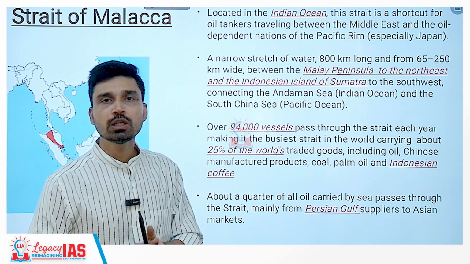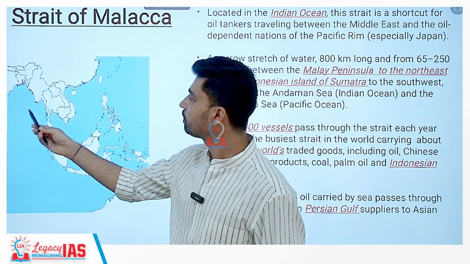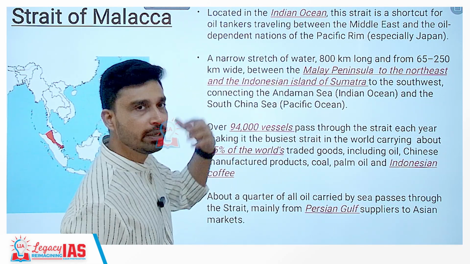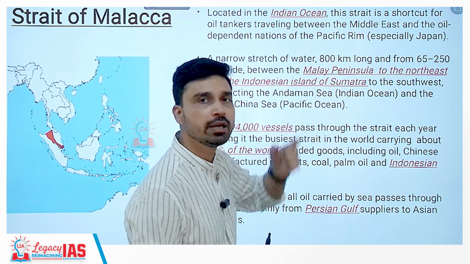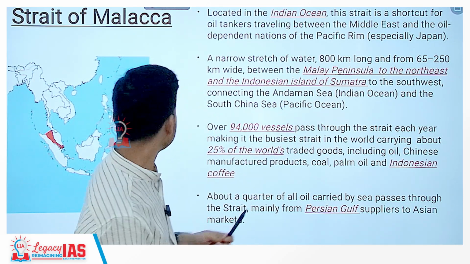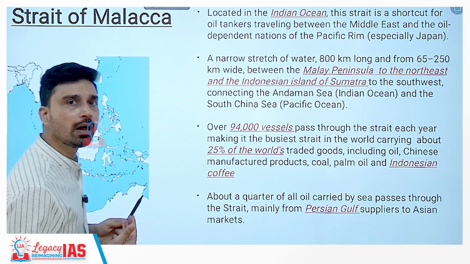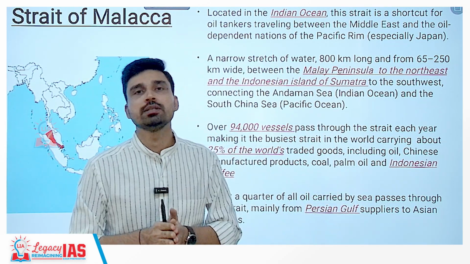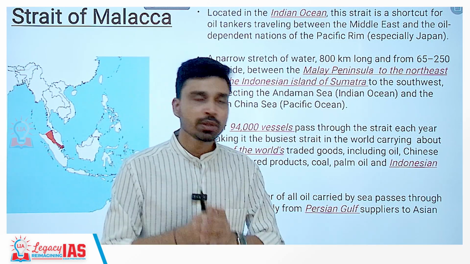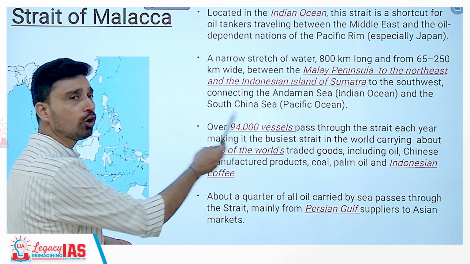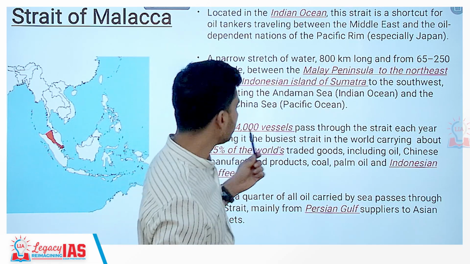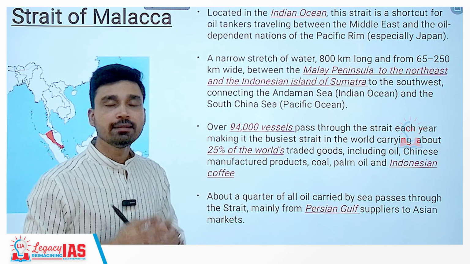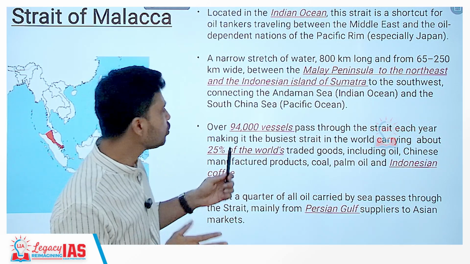Now what is this water body connecting? Clearly, as you can see from this diagram, it is connecting the Indian Ocean lying to the west, where the part of the Indian Ocean here is called the Andaman Sea, and the South China Sea lying to the east, which is part of the Pacific Ocean. So the Andaman Sea and South China Sea, or on a larger scale we can say it connects the Indian Ocean with the Pacific Ocean. Over 94,000 vessels pass through the strait every year, and that is why it is considered the busiest strait in the world.